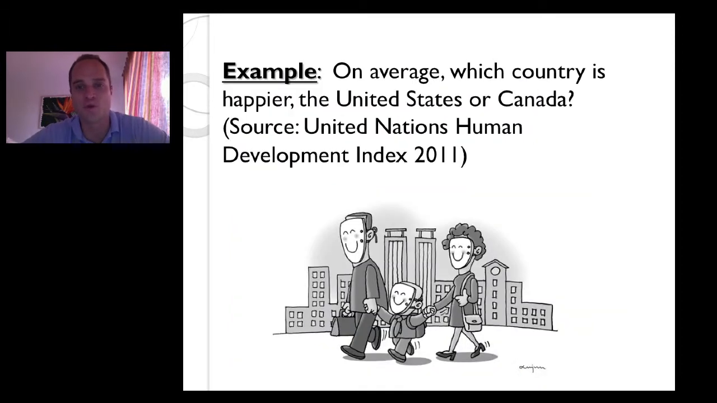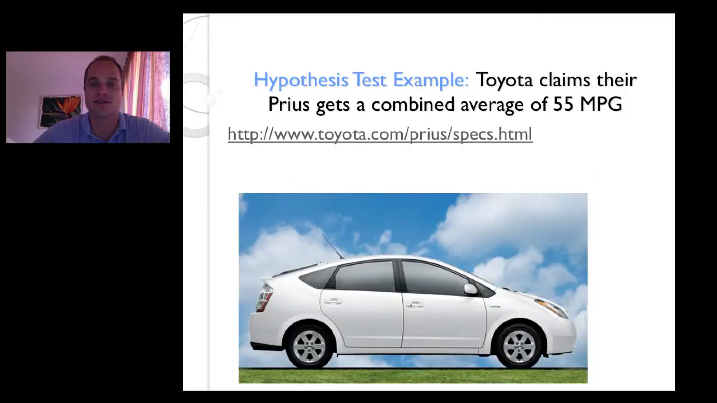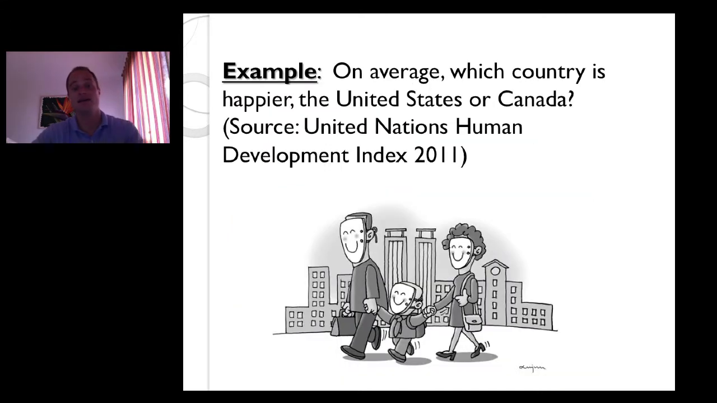The question: on average, which country is happier, the United States or Canada? Notice the difference in this kind of question in comparison to the previous one, or the previous two. There we have a numeric value, 55 miles per gallon. We take a sample set of vehicles, come up with their average, and test it against 55. In this question, where there's no numeric value, we're testing relative to another population.